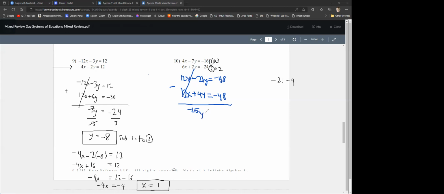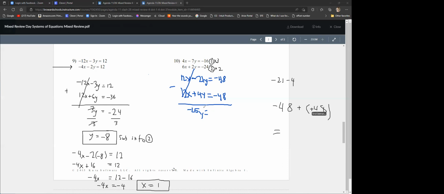Okay, so what's negative 48 minus negative 48? Negative 48 minus this negative 48. So what's this right here? Negative 96? No. Remember, it's a double negative here. Double negative would be positive.